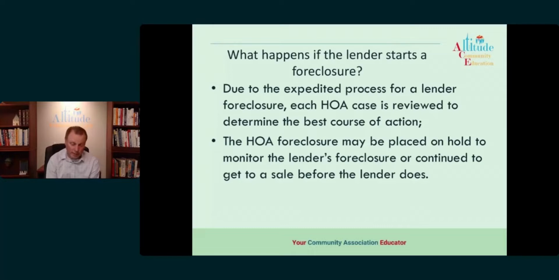What's more likely to happen is the association has started its foreclosure, and we're maybe 3 months in, 4 months in, and then the bank starts its own foreclosure. And at that time, we're kind of in a race. So again, the association attorney is going to talk to you. Maybe they'll recommend that the HOA foreclosure be placed on hold to monitor the lender's foreclosure. Or we're going to say, let's continue to get the sale before the lender does. So again, it's going to depend on where we are in terms of the timing.